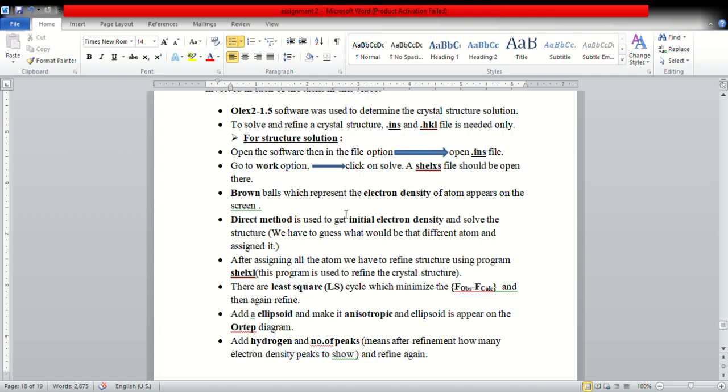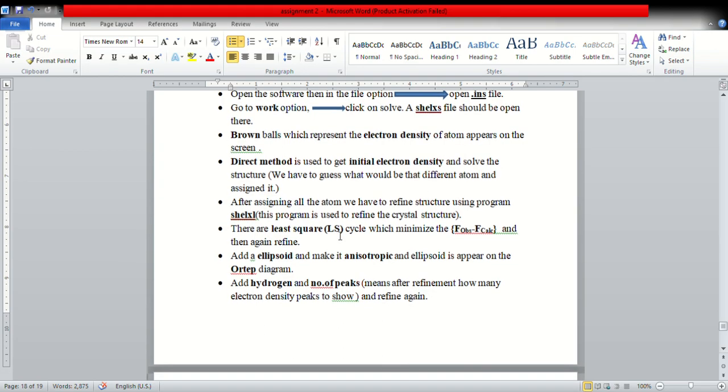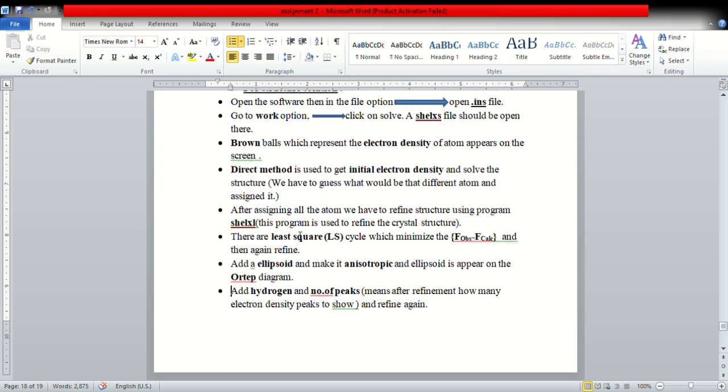Now on the screen the brown balls appear, which represent the electron density of atoms. That method is also used to get the initial electron density and solve the structure. We have to guess what the different atoms would be and assign them. Like if we see six brown balls arranged in a hexagonal manner, then we can guess that it should be a benzene-like structure. After assigning all the atoms, we have to refine the structure using the program SHELXL. This program is used to refine the crystal structure.